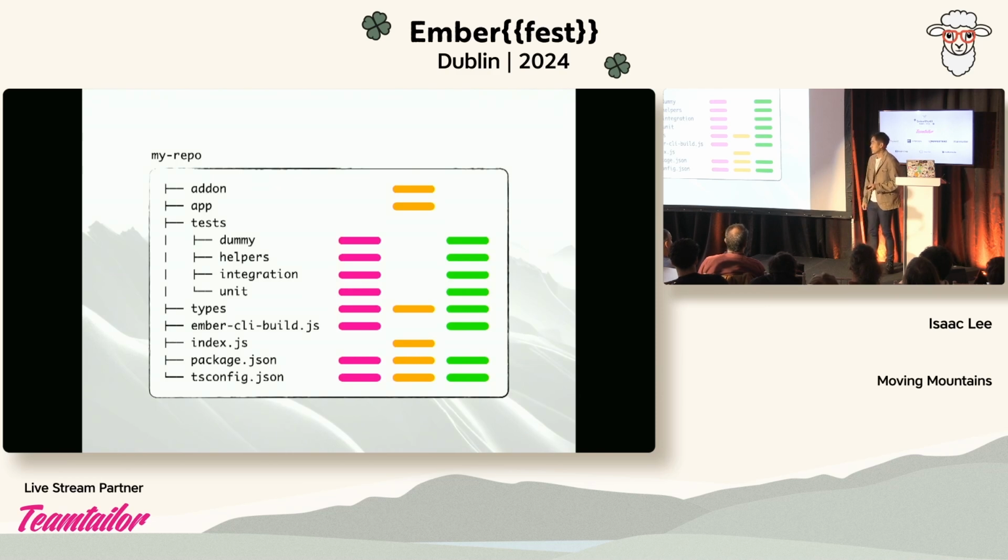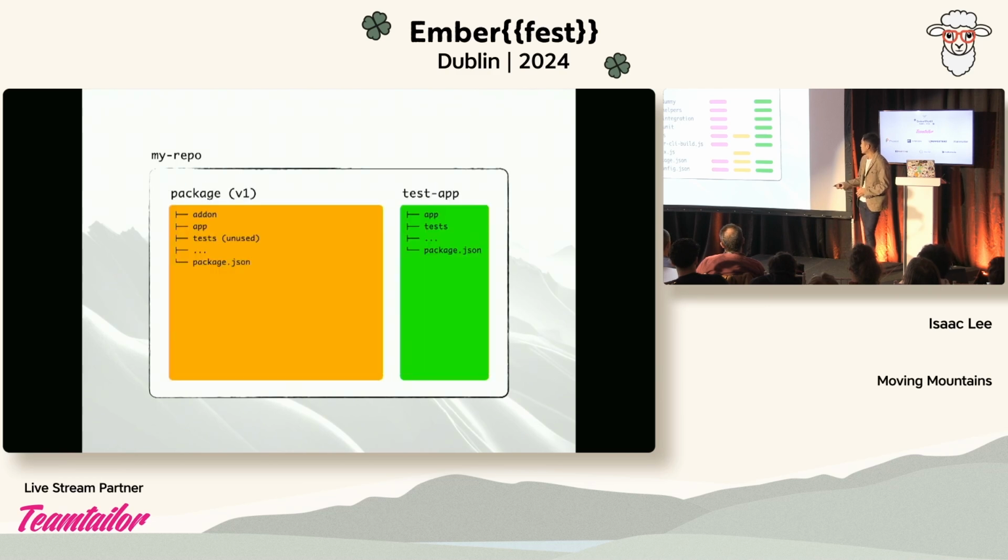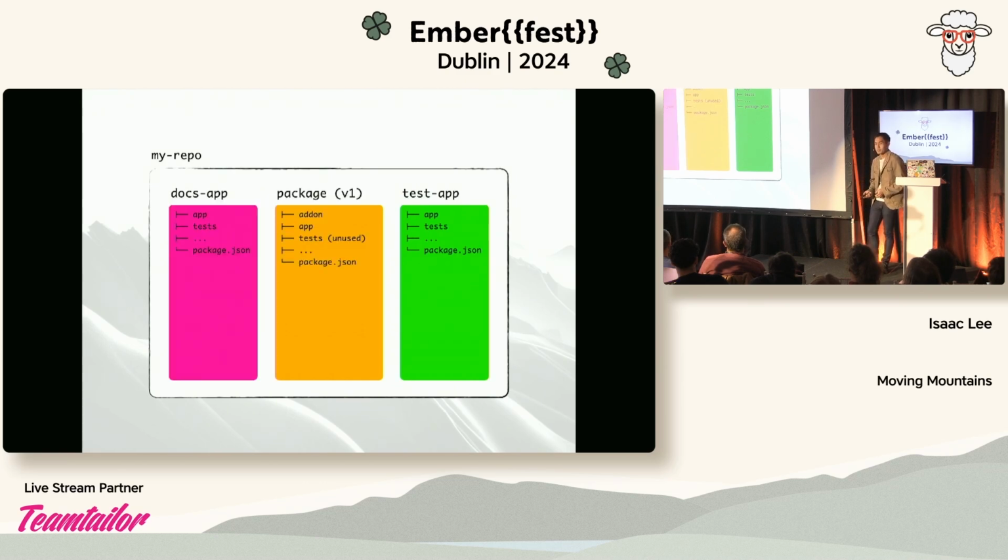A monorepo allows us to have more than one package in the repo. For example, an add-on that only does the add-on stuff, and a test app to test the add-on. If you want a documentation side, we just create another Ember app. And now that we have separate files, converting the add-on to V2 is easy, at least in theory, using diagrams.